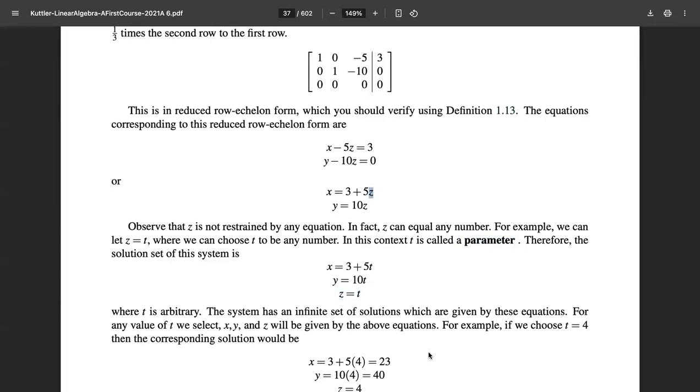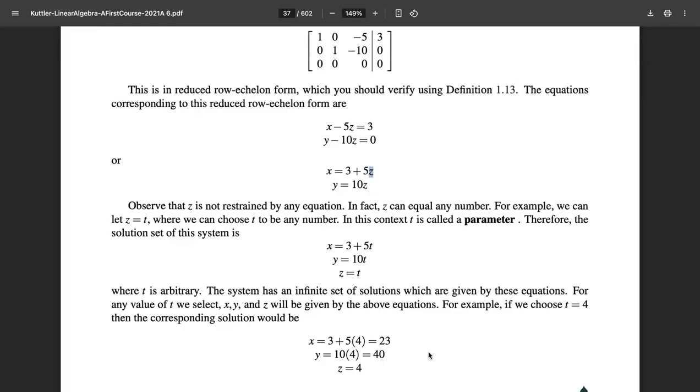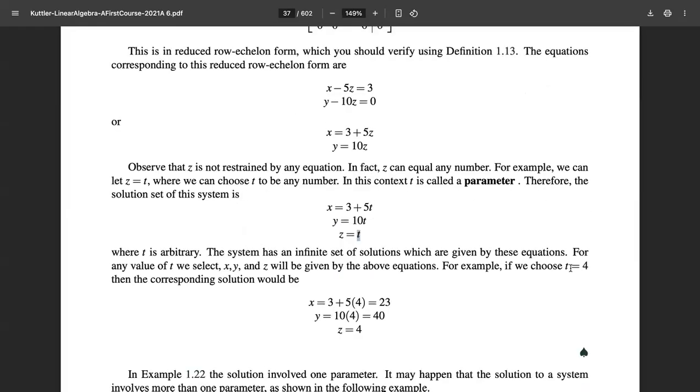So for each number t, I would have a solution, right? Because z has infinite possibilities, and for each of these possibilities, I can substitute it and get an x, y, z, which is the solution. I have an infinite number of solutions. For example, if we chose t to be 4, then the solution would be x equal to 23, y equal to 40, and z equal to 4.